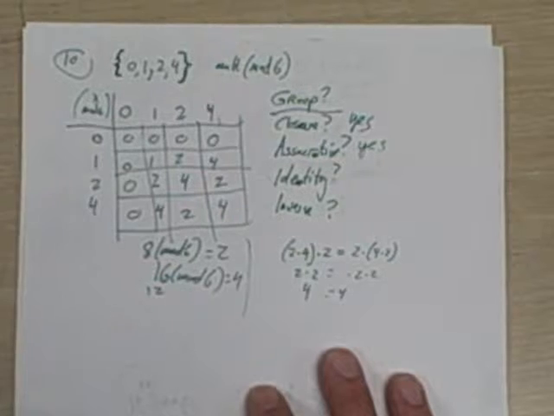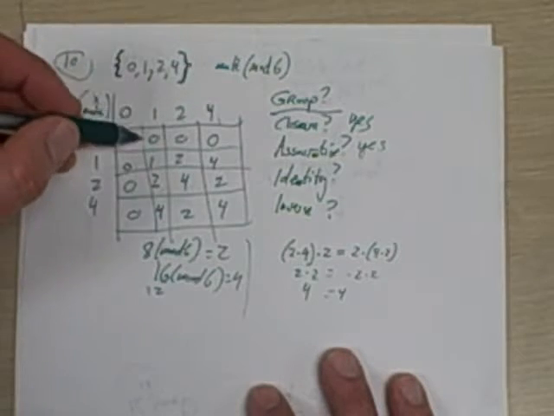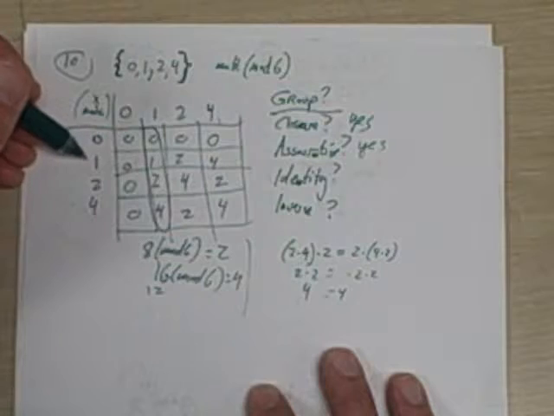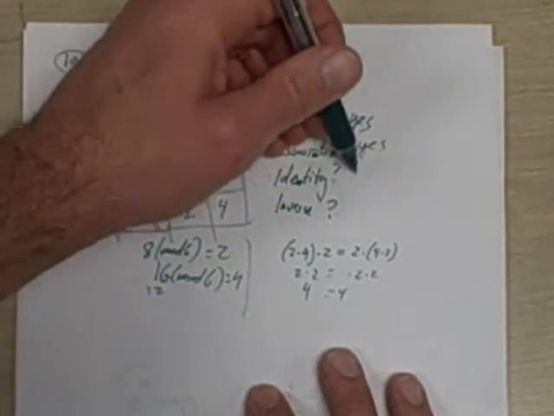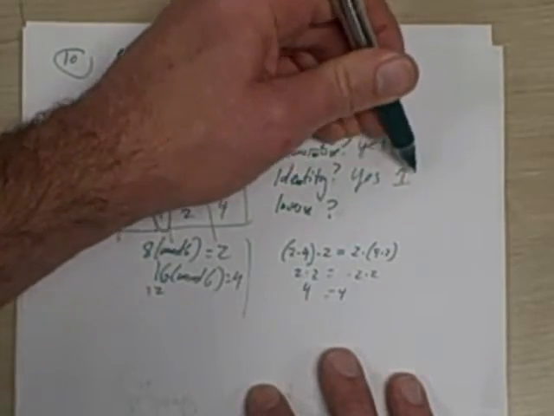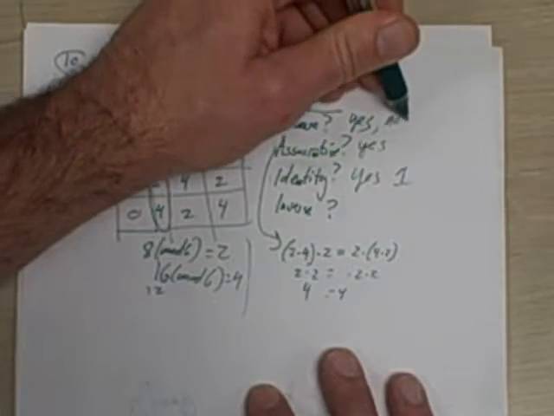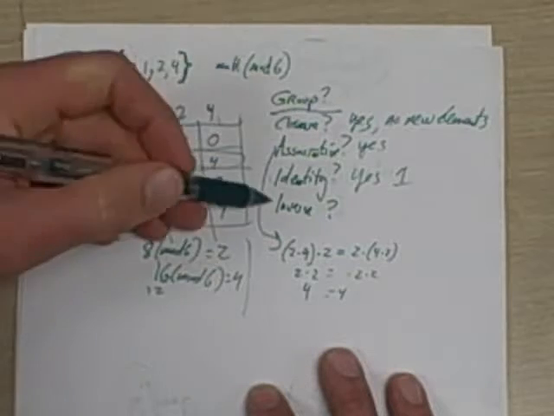Next question, does it have an identity? Is there an element such that when you combine it with another element, or combine another element with it, you always get back that original element? So it is multiplication. 1's a pretty good candidate. And I notice if I multiply anything by 1, I get that anything back. If I multiply 1 by anything, I get that anything back. So yeah, my identity is 1. I'll say no new elements. That's my proof that it's closed.